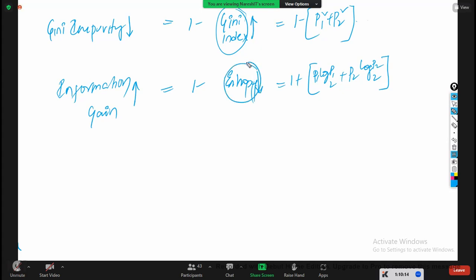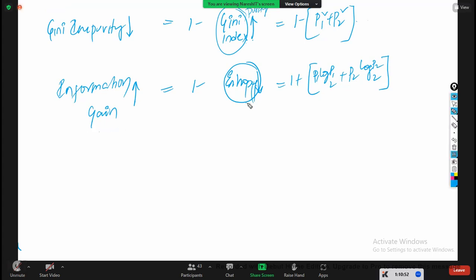If entropy is low, automatically information gain will be high. If Gini index is high, automatically impurity will be low. Right? Gini index is different. Gini impurity is different. Don't get confused between both of them. Gini index means sigma p square. Impurity means 1 minus that, the opposite. One is purity and one is impurity. Gini index means purity. Purity should be high. Impurity should be low.